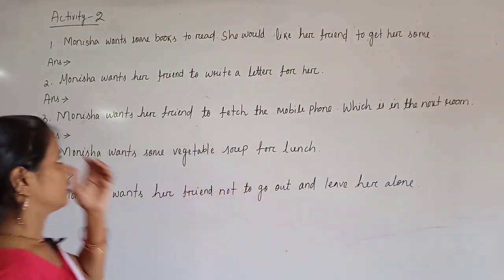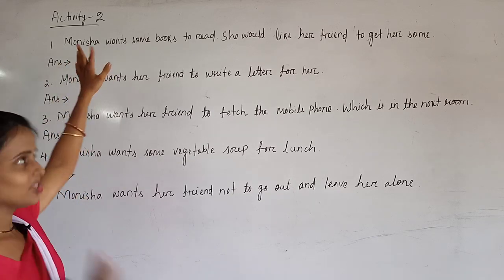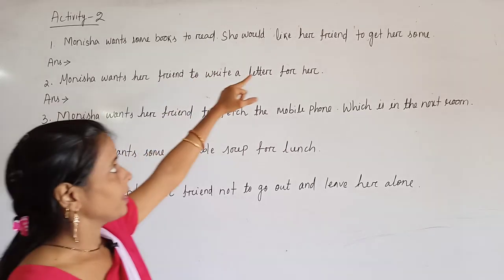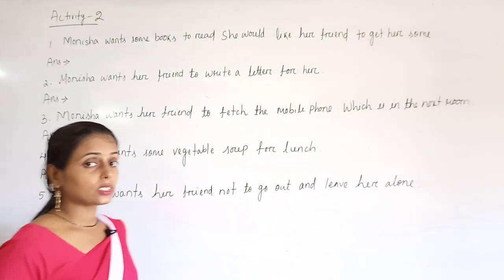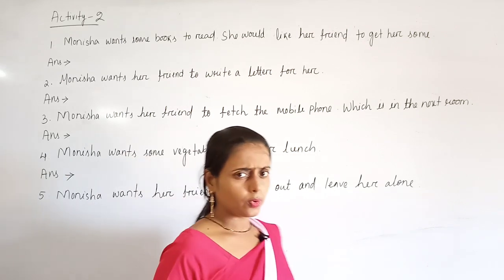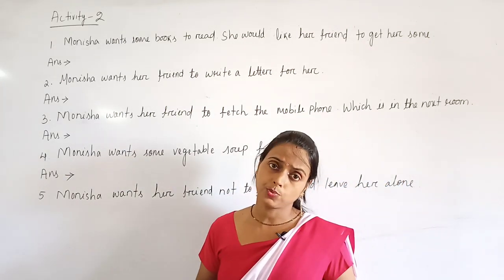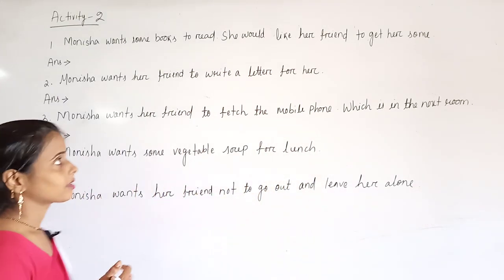So let us see. Here the sentence is, Monisha wants some books to read. She would like her friend to get her some. Here which request is appropriate? Here you want some book, and it is not needed that you will do formal request. Here informal request is also correct. So here can.